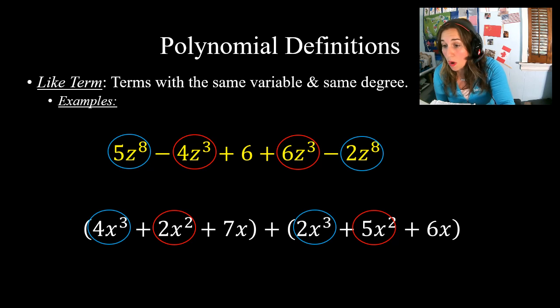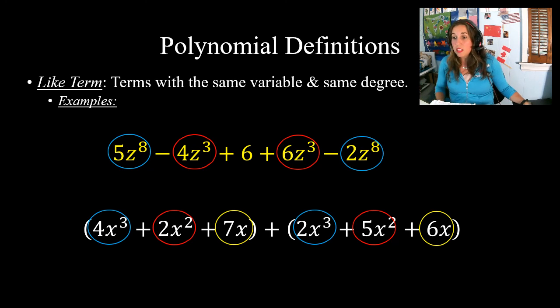And we have one more set of like terms actually. 7x and 6x, same variable x and same degree. Those are both being raised to the 1st power. It's like there's that little invisible 1. So in that example, we actually have 3 sets of like terms. So when you're thinking like terms, you're thinking same variable, same degree, okay? Terms that share those. So now let's look at how we add polynomials and how we subtract them. Now that we know all the terminology that we need, let's jump into the actual math.